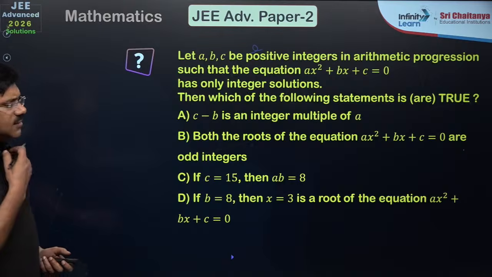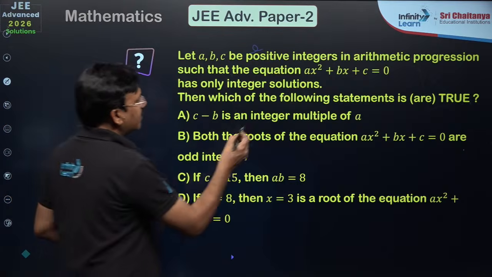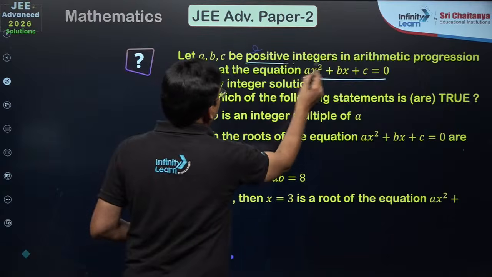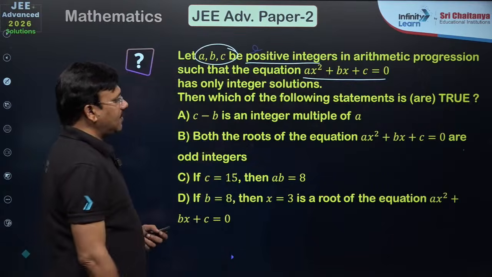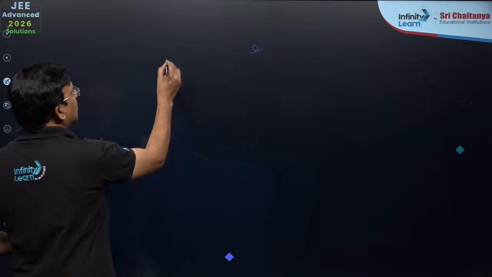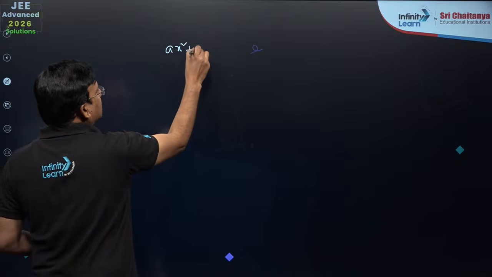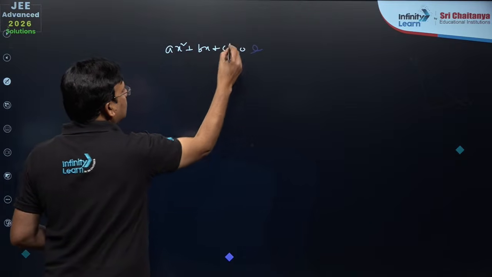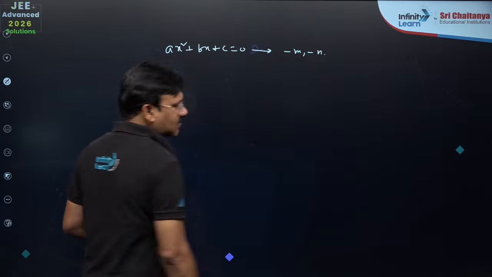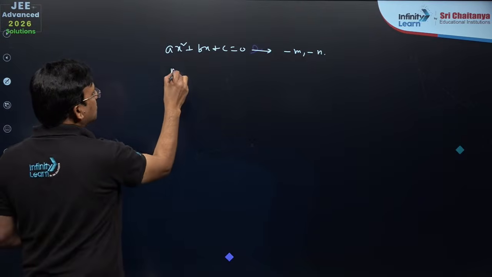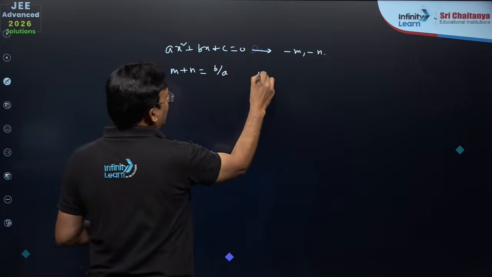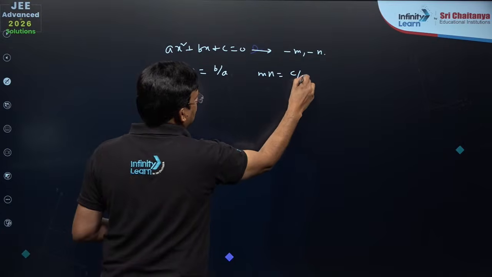The next question, friends: ax square plus bx plus c equal to 0 is a quadratic equation where a, b, c are positive integers and they are in AP. Certain options are given. To answer this question, say this equation ax square plus bx plus c equal to 0 has integral roots, minus m and minus n. The sum of the roots, minus of m plus n, is minus b by a, so m plus n is b by a. The product of the roots, mn, is equal to c by a.